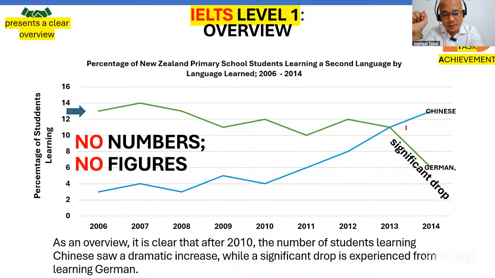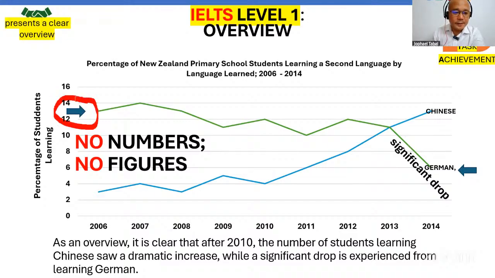Now, as you can see here, those who study German as their second language, that is a subject. Those primary school students in New Zealand studying German as a second language showed a significant drop. So how do we know that? We just need to check the beginning point, the starting point, and the ending point.